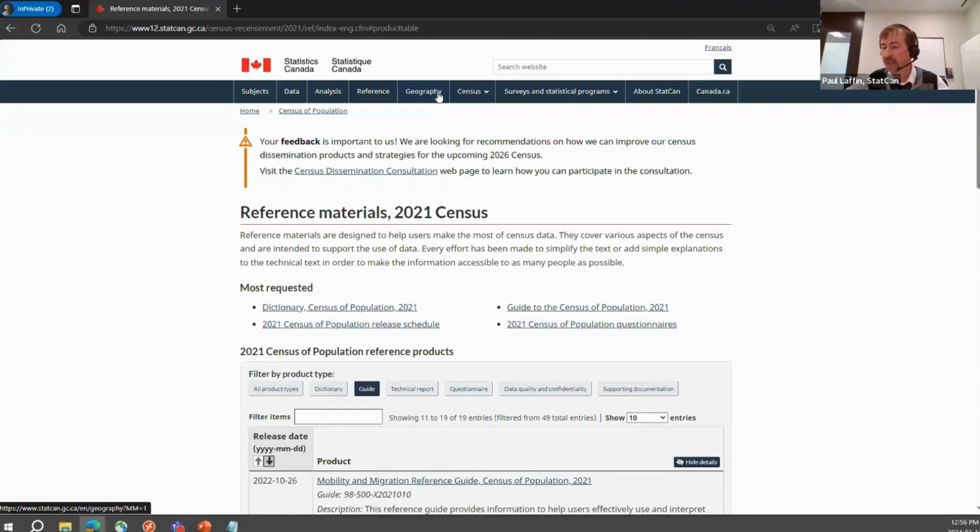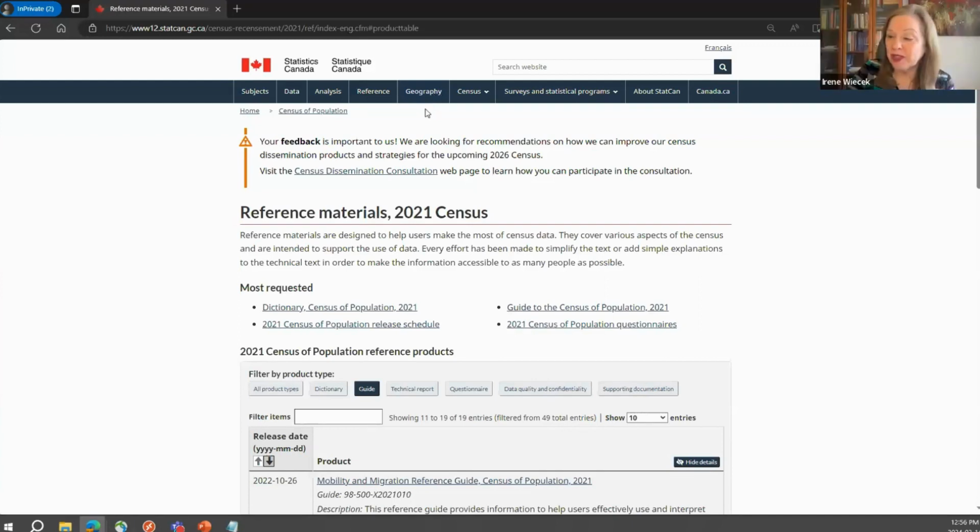How are we doing on time? I'm looking at the clock here. I know we're approaching 1 o'clock. Is it okay if I go over a little bit? Yeah, sure, that's okay, fine. Okay, thank you. Because I want to get to the data.